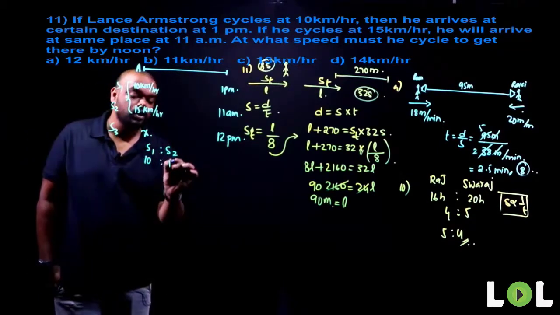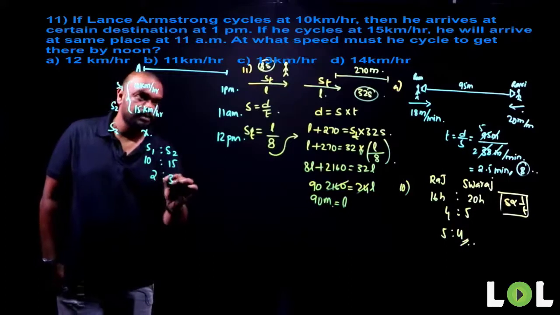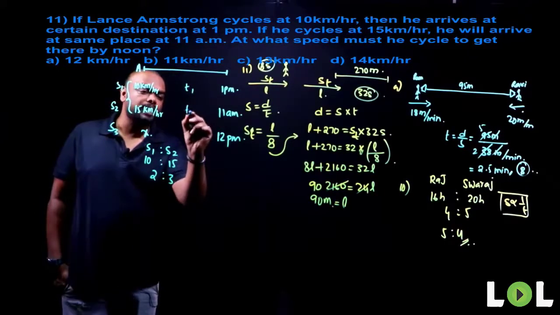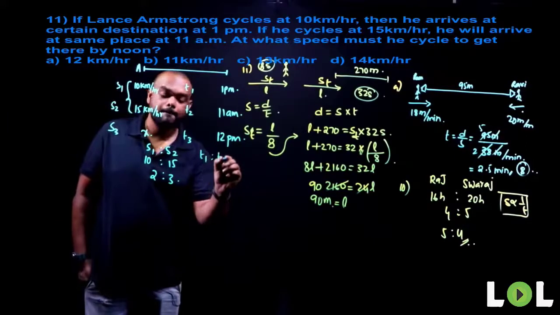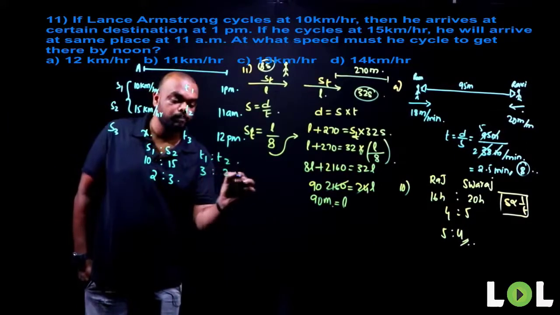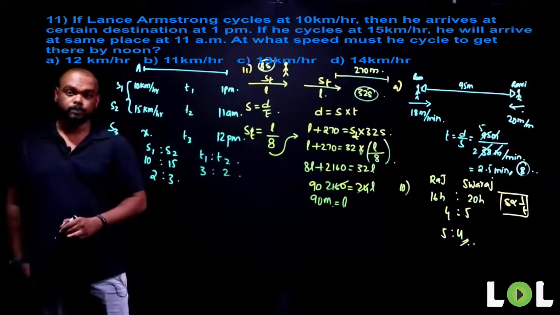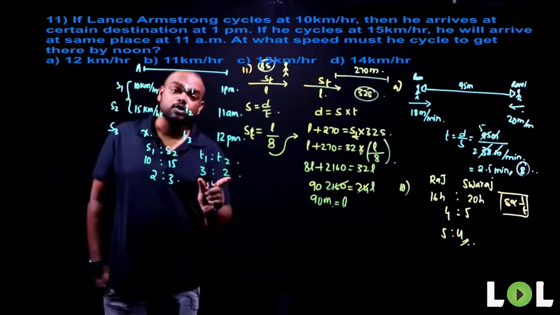10 and 15, that is 2:3. Now let us assume it takes time 1, time 2 and time 3. Then what will be the ratio of time 1 to time 2? That will be 3:2. Now observe, here the difference is only 1.